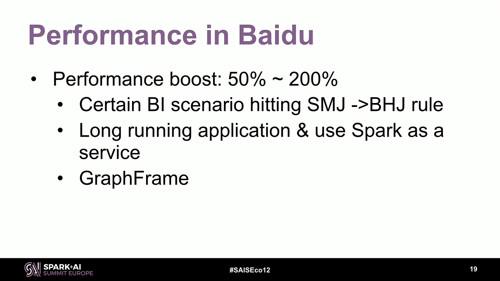Second, long-running applications or using Spark as a service. This means starting Spark as a long-running server, for example, using services of Spark like Zeppelin, Livy, or their internal SQL service, Baidu Big SQL. All Spark jobs originally shared the same shuffle partition number, which is not the best approach. So adaptive execution gets a performance gain.